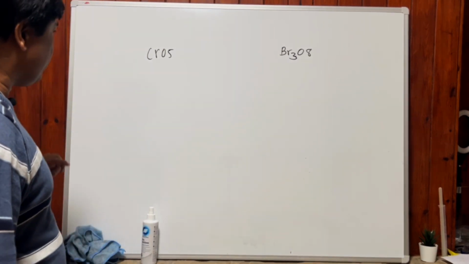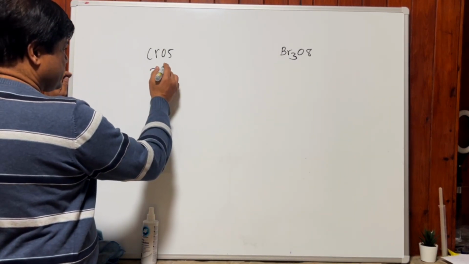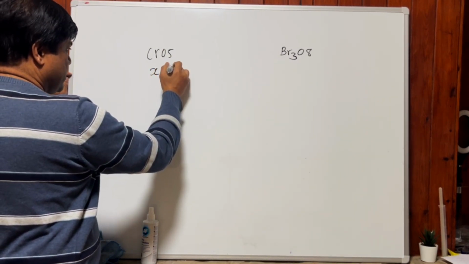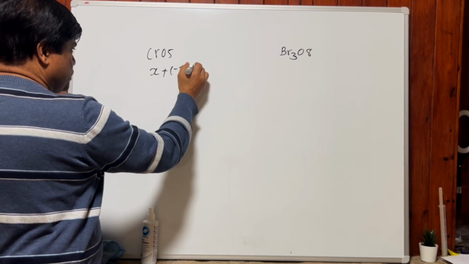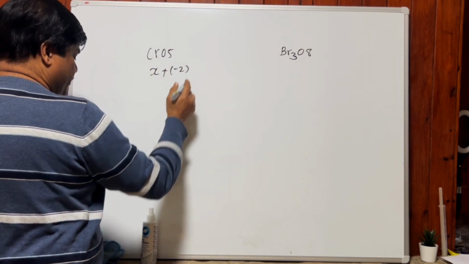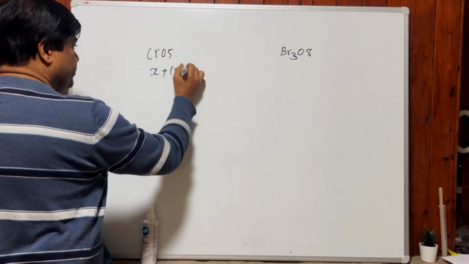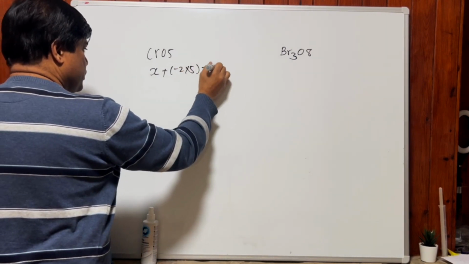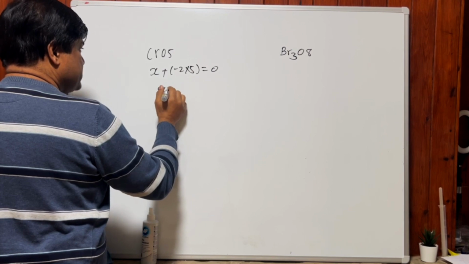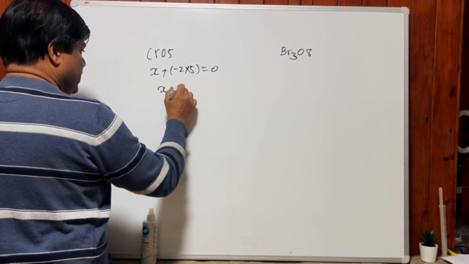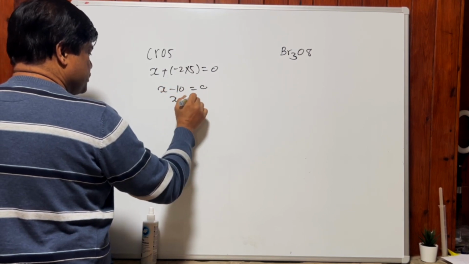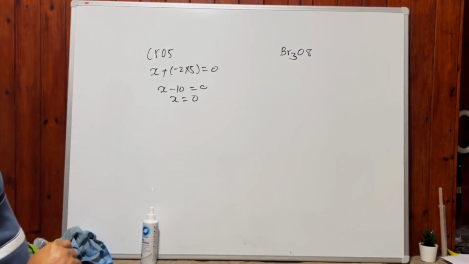Let's use the formula first. Chromium X plus minus 2 times by 5 equals to 0. So X minus 10 equals to 0. X equals to 10. I don't think so.